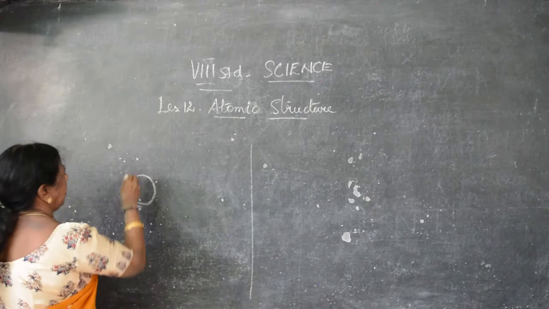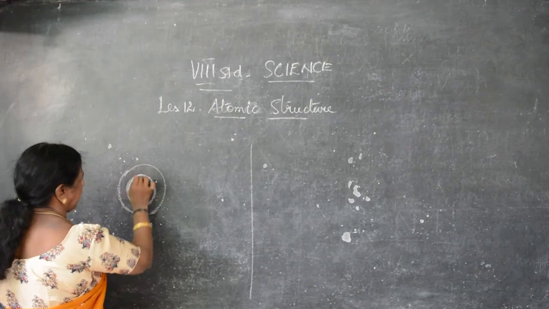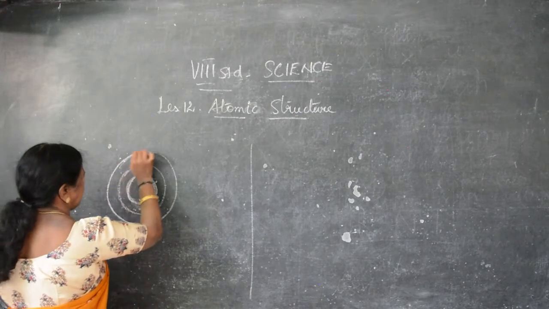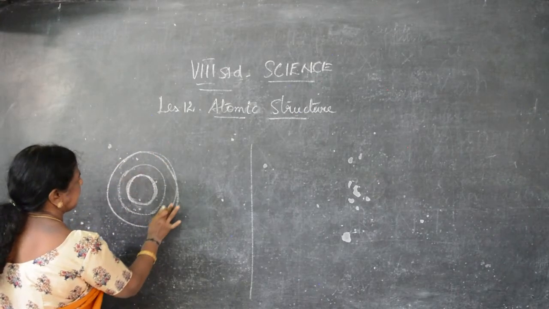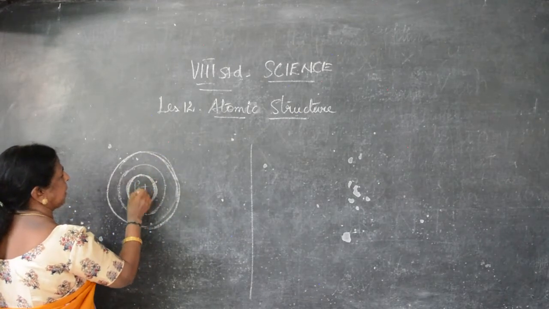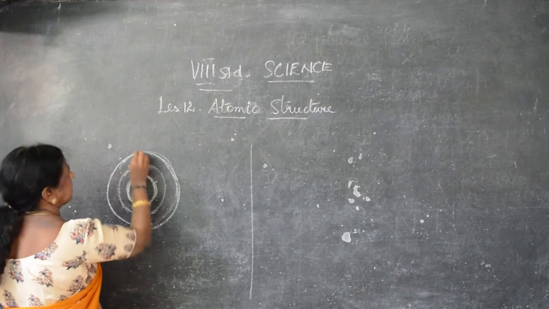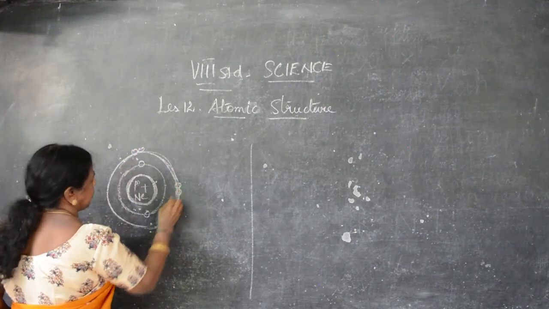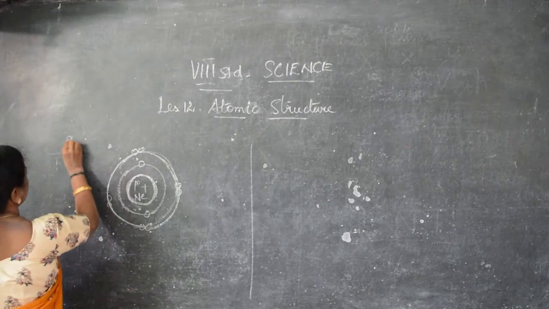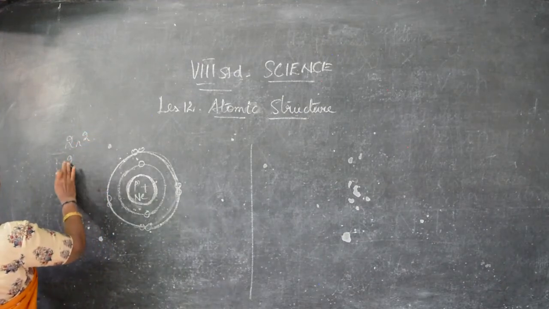Around the nucleus, there are orbits. In the orbits, electrons are revolving around. In the center, the proton is a positively charged particle, and the neutron has no charge, it is neutral. In the orbits, electrons are arranged according to the formula 2n square. 2 is the constant number, and n is the number of the orbit.